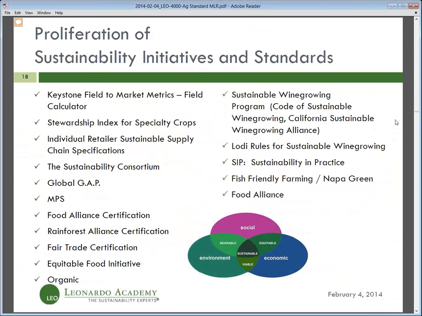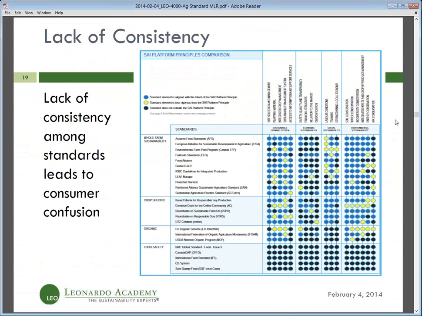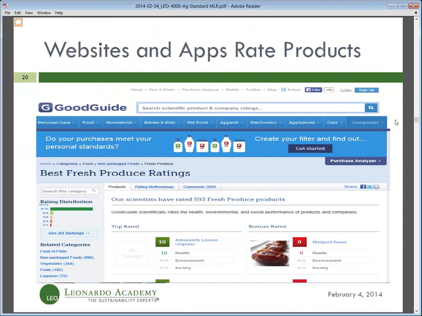And another problem is the lack of consistency. You can see from this chart, although it's kind of hard to read, you can get the gist that none of these standards say the same thing. They all have different aspects. And then we have another aspect to this whole mess, which is the websites and apps that now exist to rate products. They're not standards per se, but they are rating according to their own rating systems.